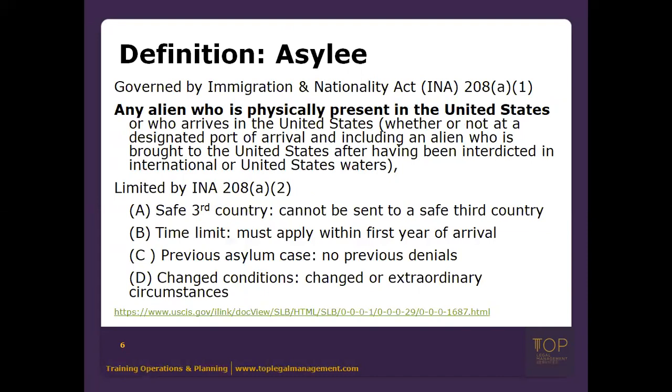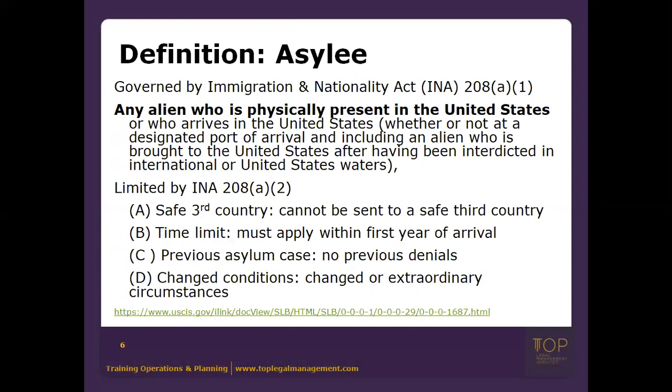The Immigration and Nationality Act, otherwise known as the INA, is where you can find the immigration laws. The definition of an asylee is found in section 208(a)(1), which says that any alien who is physically present in the U.S. or who arrives in the United States, whether or not at a designated port of arrival, and including an alien who is brought to the U.S. after having been interdicted in international or U.S. waters, is an individual who can apply for asylum. So basically anyone physically present in the U.S. or who arrives in the United States.